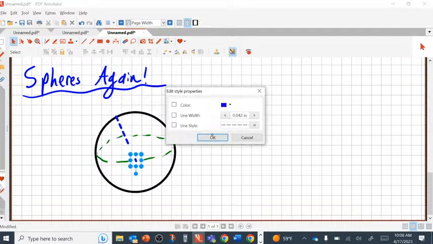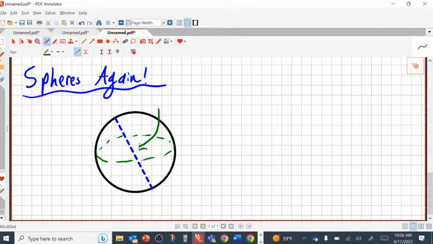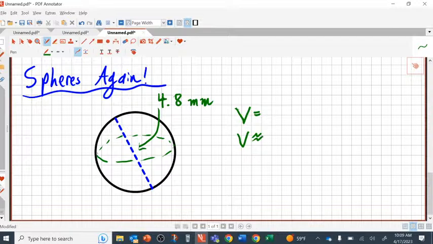Apparently it wants me to do the radius, but that's not what I want to do. If I said I wanted it from here to here, thank you so much. We're going to say that the diameter of this sphere is 4.8 millimeters. It's like an itty bitty bobble. I want the exact and approximate volume of that sphere. Please talk to each other, and here we go.